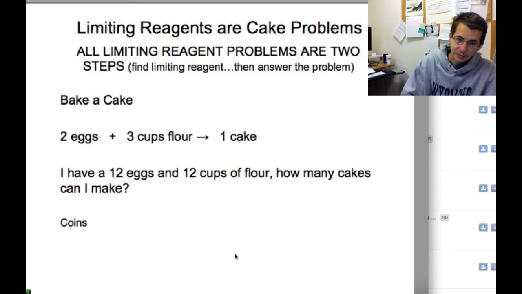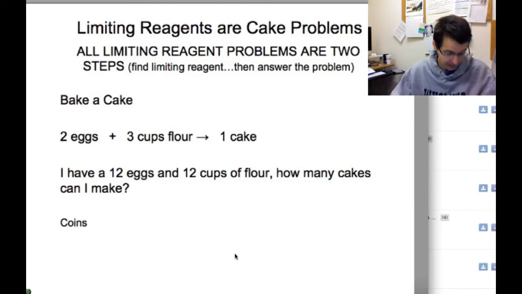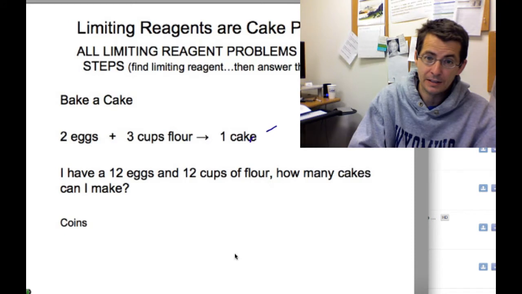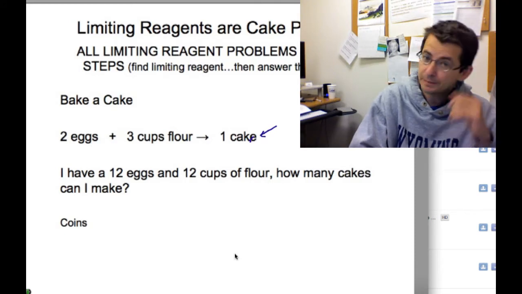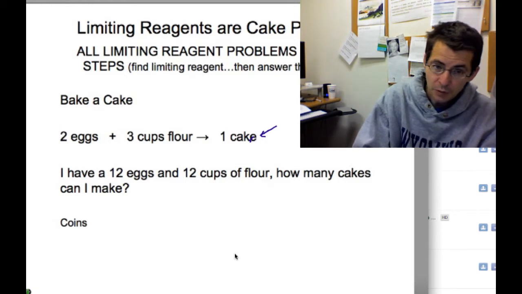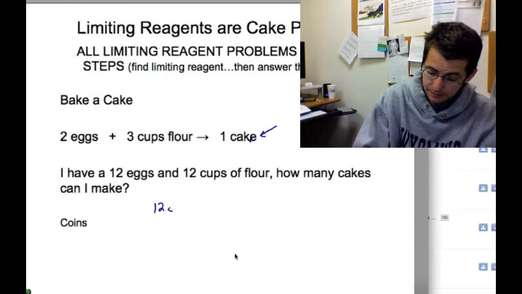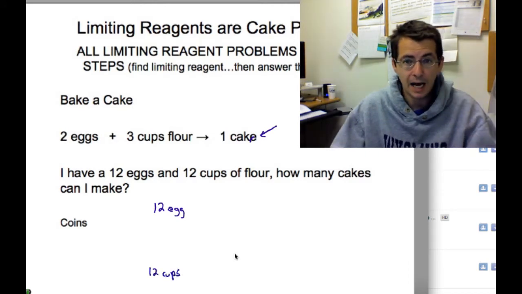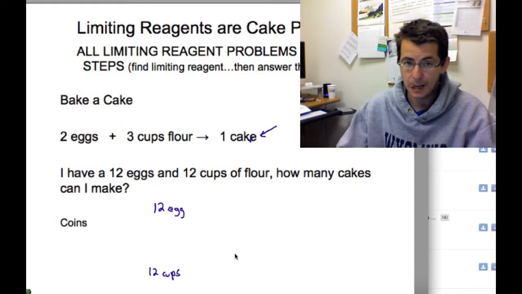So we have 12 eggs. We want to bake a cake. And so we have 2 eggs, 3 cups of flour. We'll make 1 cake. Right? We can think of this as a chemical equation. 2 eggs, 3 flour. So if we have 12 eggs and 12 cups of flour, the question is, how many cakes can you make?